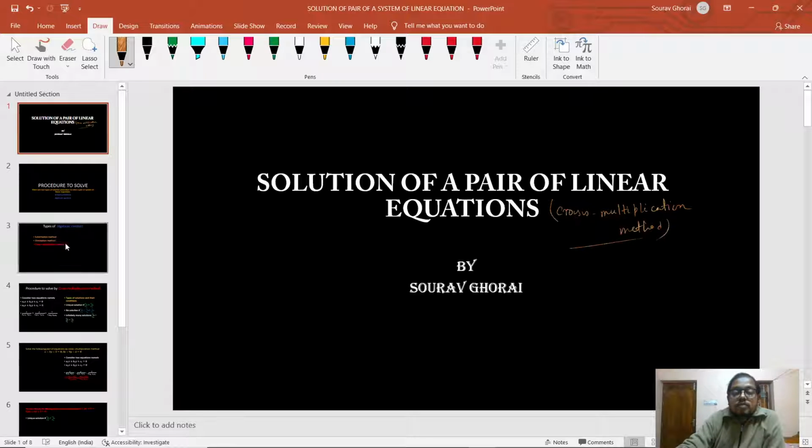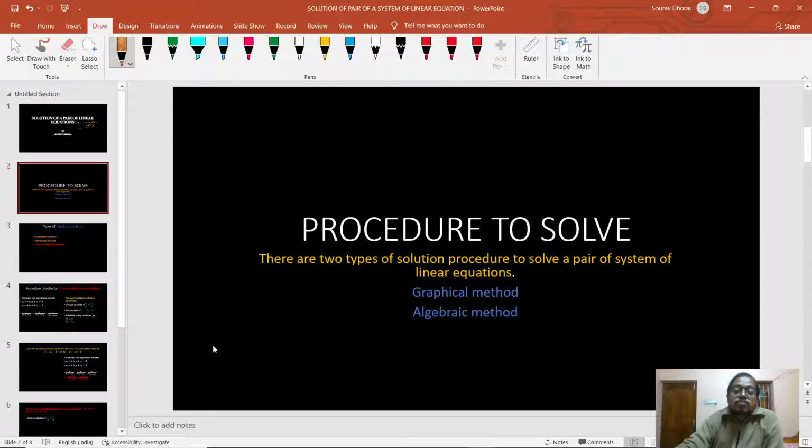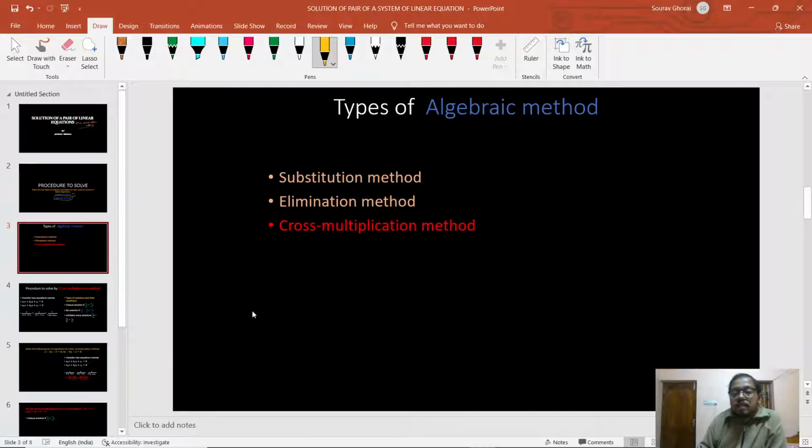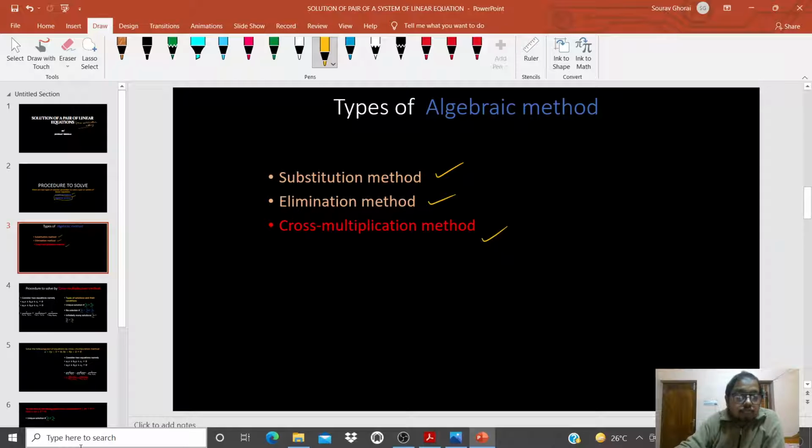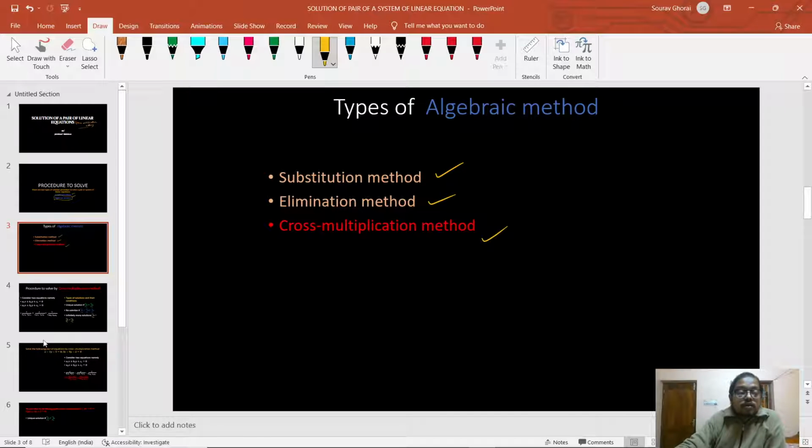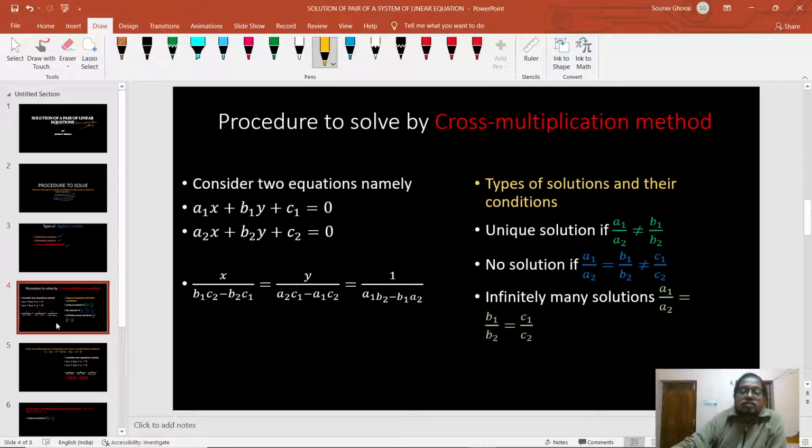There are many procedures to solve a system of linear equations, like the graphical and algebraic methods. The cross multiplication method is one part of the algebraic method. There are three types of algebraic method to solve a pair of linear equations: substitution method, elimination method, and cross multiplication method. Now we are going to discuss the procedure to solve a pair of linear equations using the cross multiplication method.